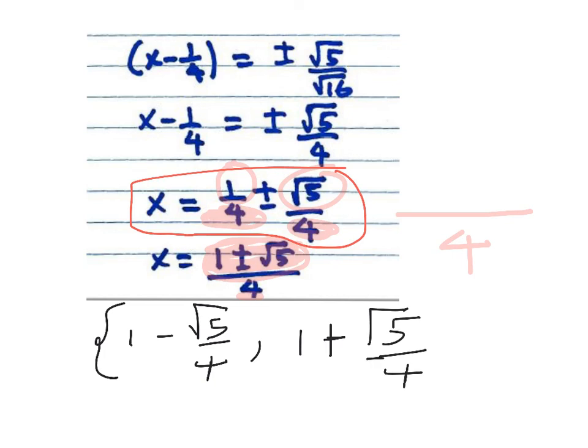And that concludes our work. We got the 2 solutions, and they are irrational numbers. That's why it's not factorable. You end up with irrational numbers like that, and that's your final solution. Hopefully this helps.